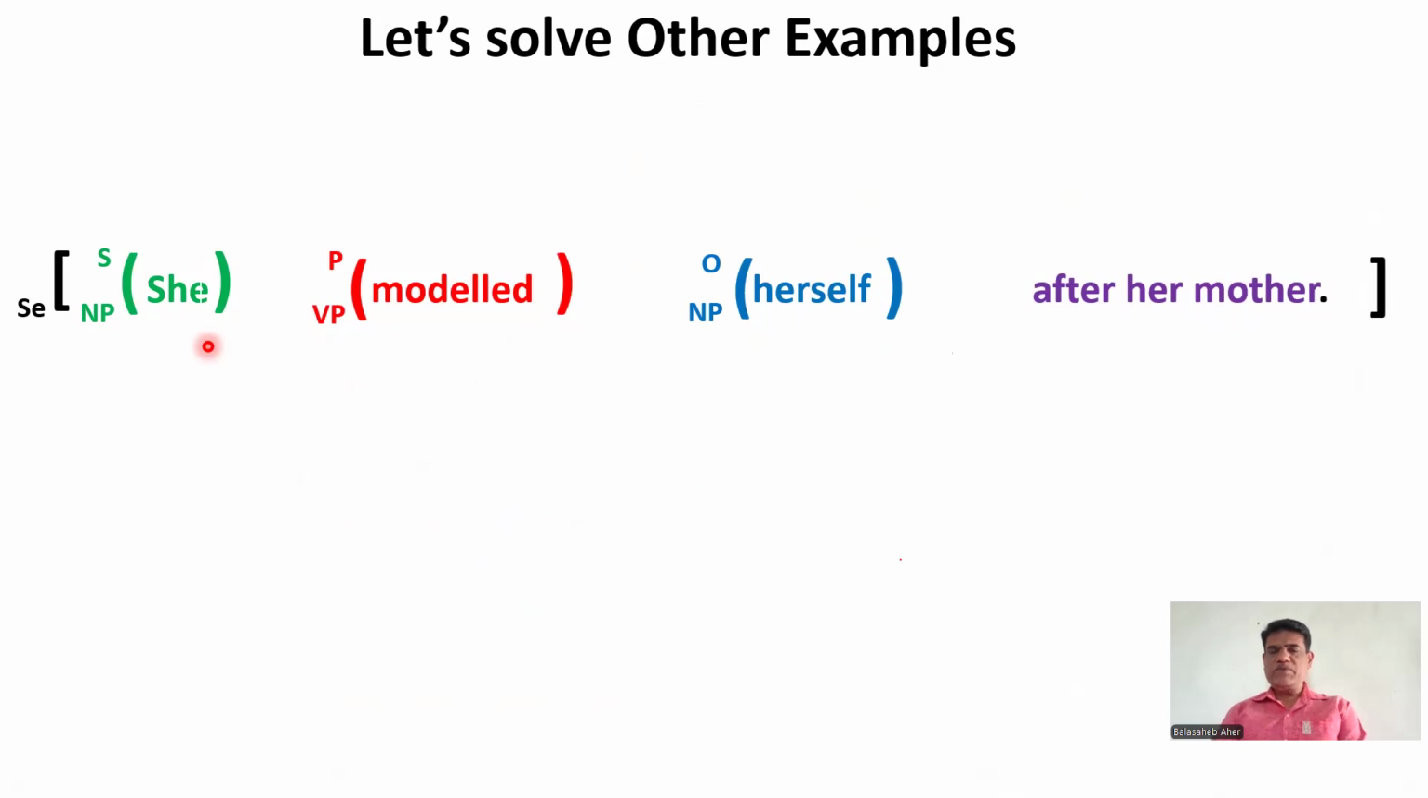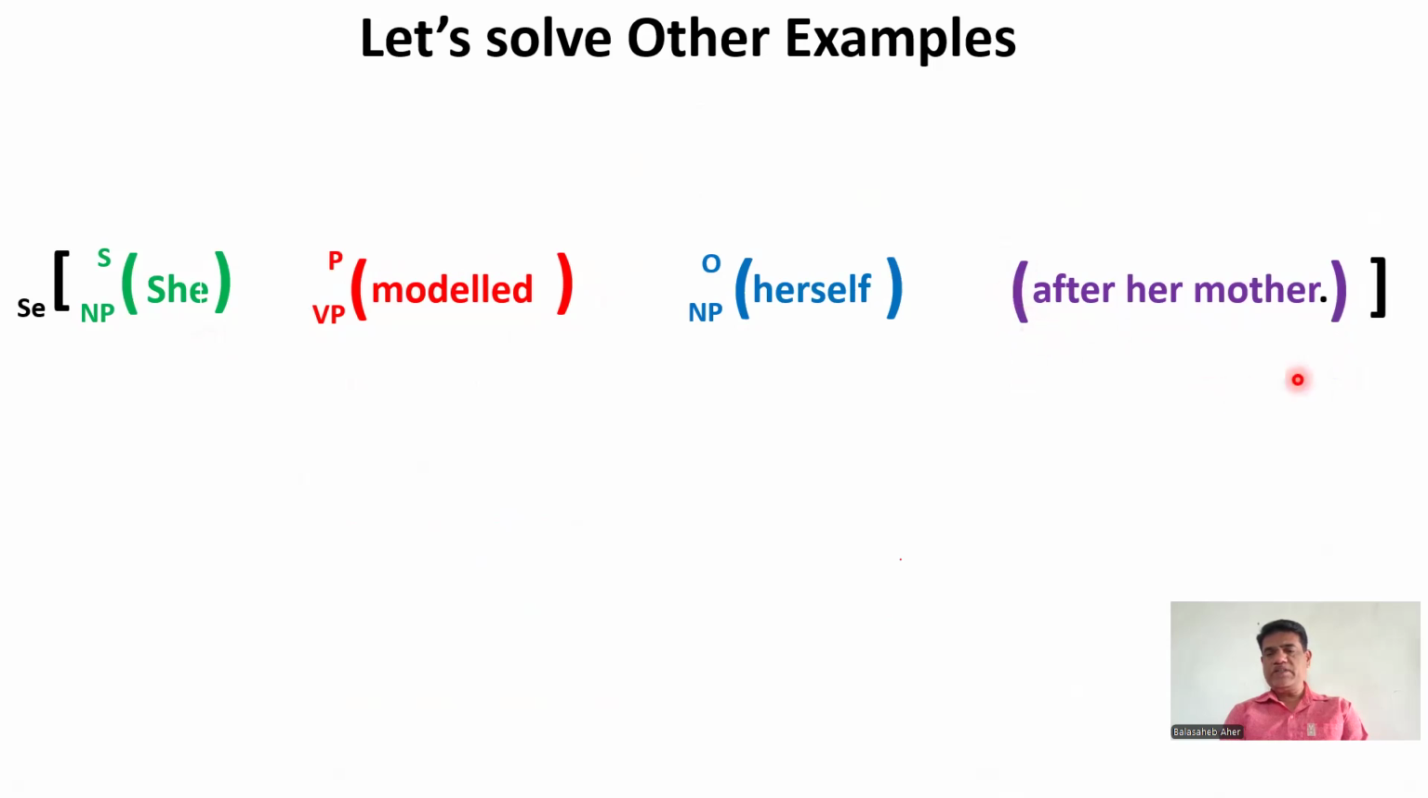Now let us come to "after her mother". Again, this being a prepositional phrase, the round bracket will start from "after" and it will end after "mother". So let us do it. These two brackets we have written, we have given.